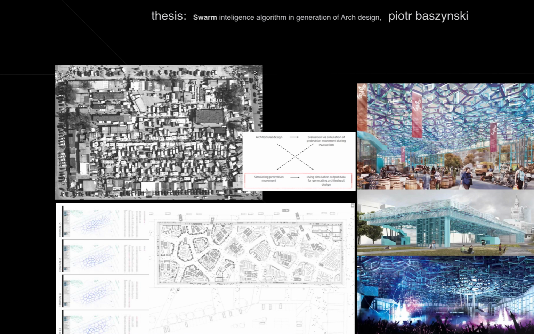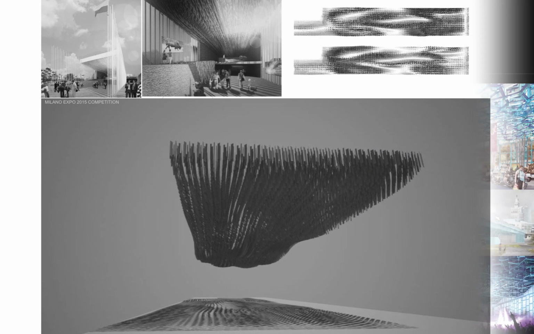One of my recent thesis students, Piotr Baszyński, who now works for Lava actually, applied the swarm algorithm in generation of architectural design. The underlying intelligence of it was used twice. Once for planning the marketplace, to anticipate the unpredictable behavior of crowds of people shopping in an open space. And a second application was trying to formalize it as a space frame structure which somehow reflects the complexities of the algorithm's possibilities.